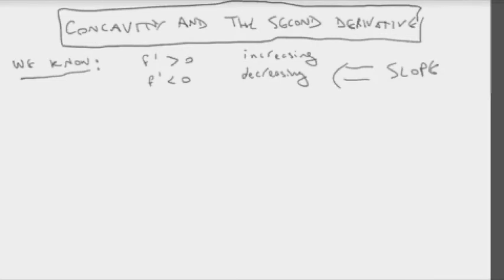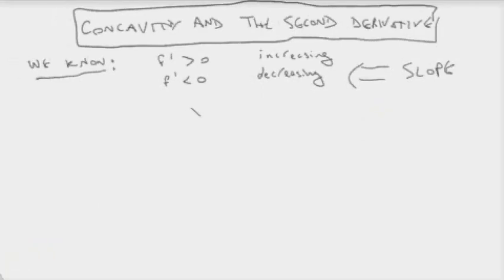So we know that if the first derivative of a function is greater than 0, then that function is increasing. We know that if it's less than 0, it's decreasing. And that's just because of the slope. If you have a line with a positive slope, the line's going up. If it's a line with a negative slope, the values are all going down. So let's get something similar for the second derivative.